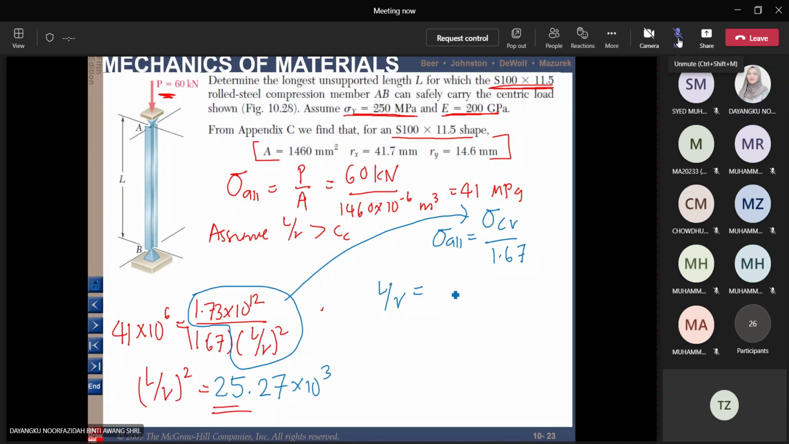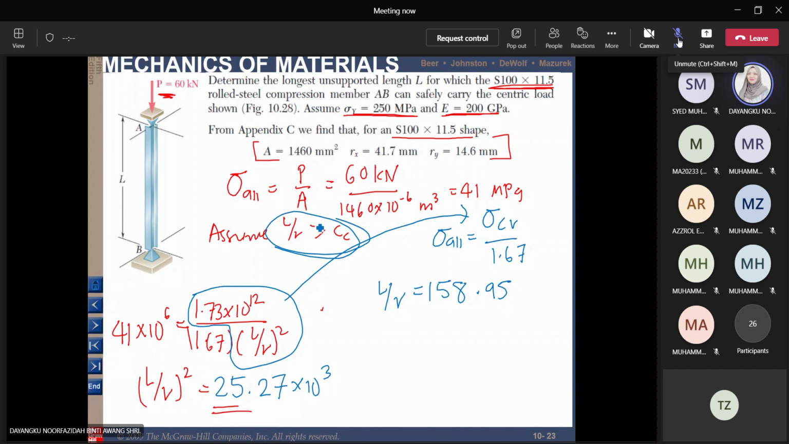Okay, square root is what? 158.95. Okay, so this will become the value of our L over R. So this is not confirmed yet, because this is based on our assumption here. We assume our L over R is bigger than the CC. Then we need to calculate the value of the CC.